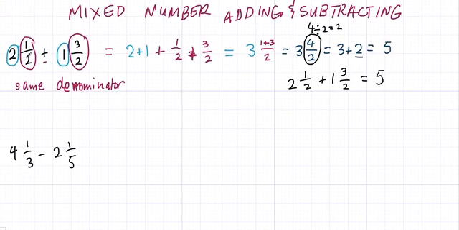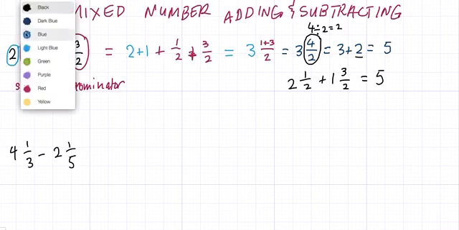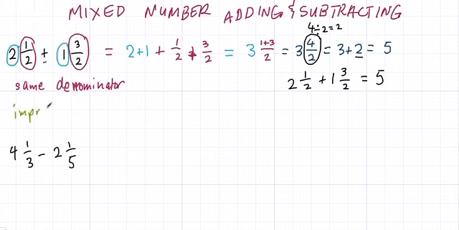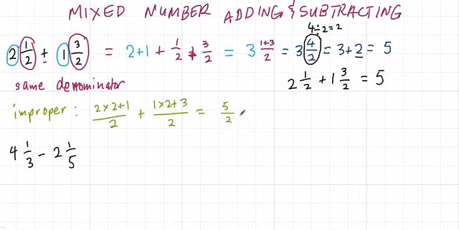Now nice and quick, if you wanted to do this as improper fractions, I'll just do it quickly in green. So you can do it this way as well. So you'd have 2 times 2 plus 1, all over 2, plus 1 times 2 plus 3. So you've got 2 times 2 is 4, plus 1 is 5, 1 times 2 is 2, plus 3 is 5. Oh, check it out, 5 plus 5 is 10 over 2, and that is equal to 5.